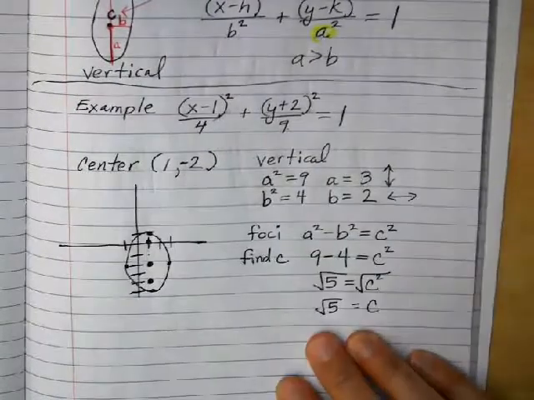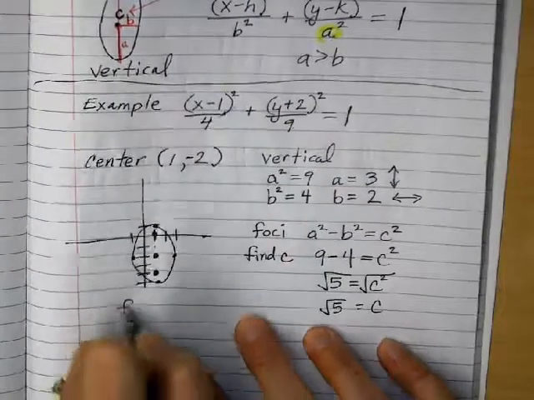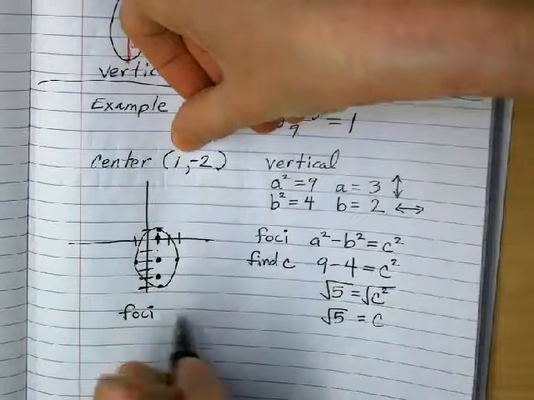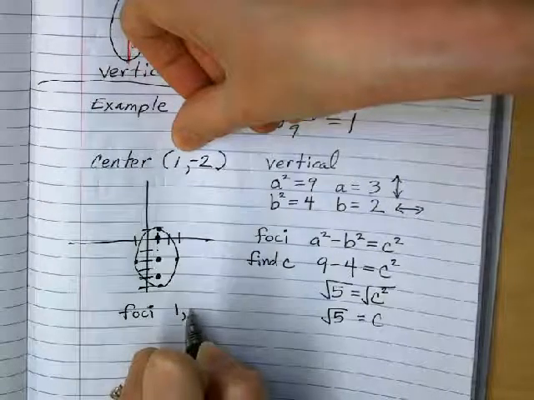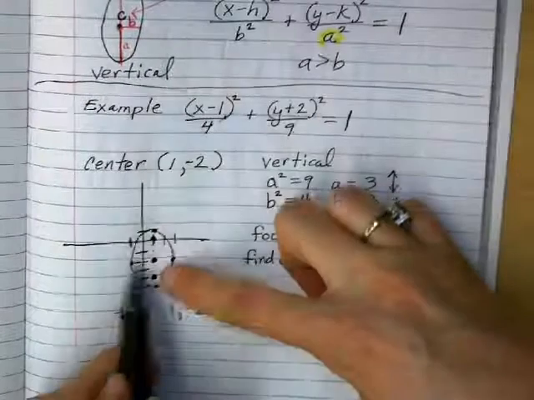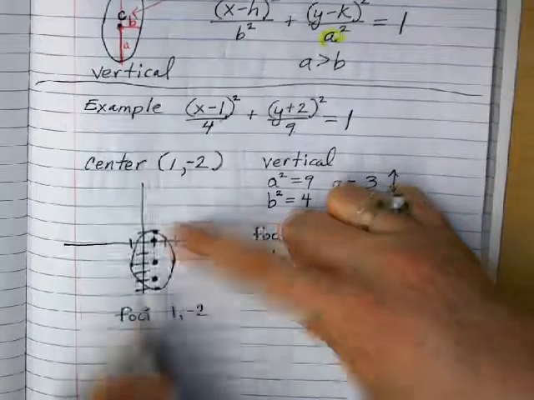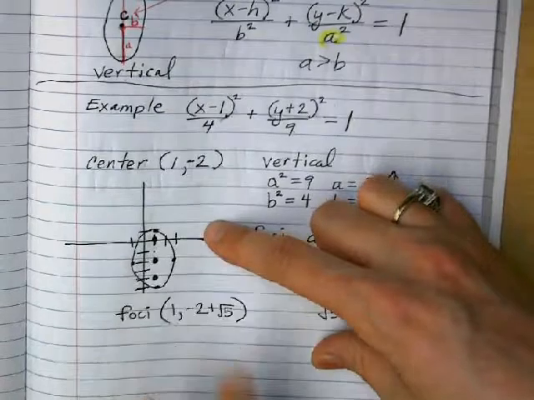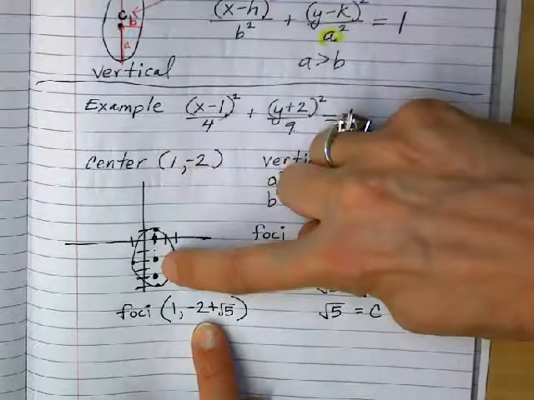To write the answer for where the focal points are, you go from the center. The center was 1, negative 2, right? That was the center, though. So to get to the focal points, instead of being at negative 2, I'm adding, I'm going up square root of 5. So you do negative 2 plus square root of 5. It's like the center point, but you're going from that center point, 1, negative 2, then you're going up square root of 5 to get to the focal point.